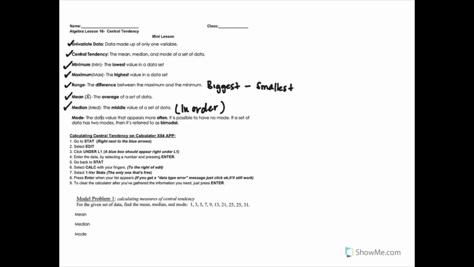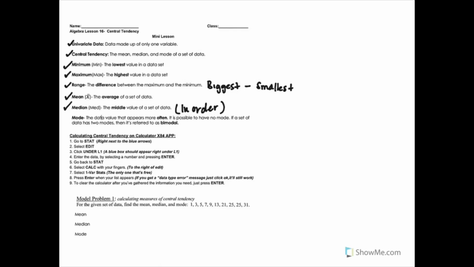The mode is just simply the number that appears the most. So if I have a set of numbers, I'm looking to see which number appears the most in that set of data. Sometimes there might not be a mode, which means that every number appears the same amount of time in the set of data. Or there might be more than one mode, meaning that there's a number that appears the same amount as another number.